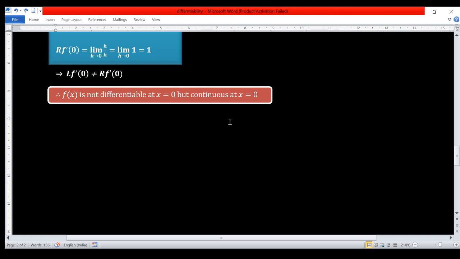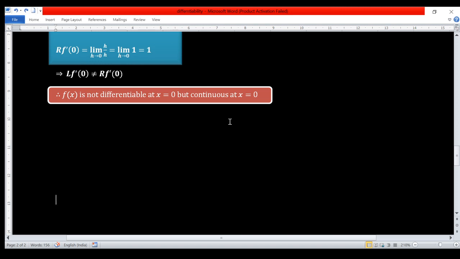Continuous, because a differentiability test is taken only for continuous functions. So therefore I can say the converse need not be true. In what sense? All differentiable functions are continuous, but the converse need not be true. What is the converse? Continuous functions are not necessarily differentiable.